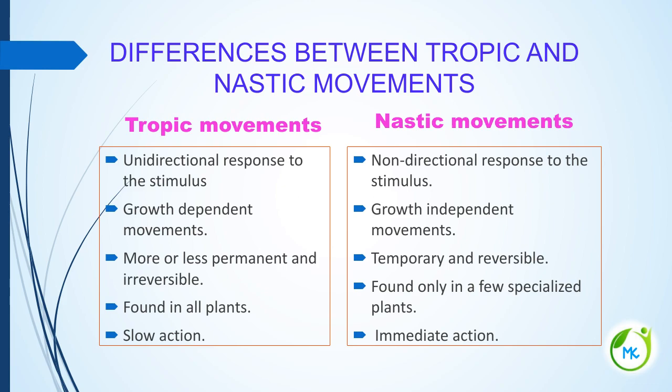And Tropic movement is a slow action. So the movement or bending of a plant towards the light is a slow action. Whereas the Nastic movement is an immediate action. For example, on touching the leaves of the touch-me-not plant, immediately it closes the leaves. So these are the differences between the Tropic and Nastic movements.